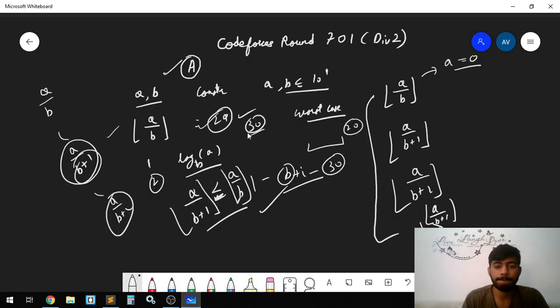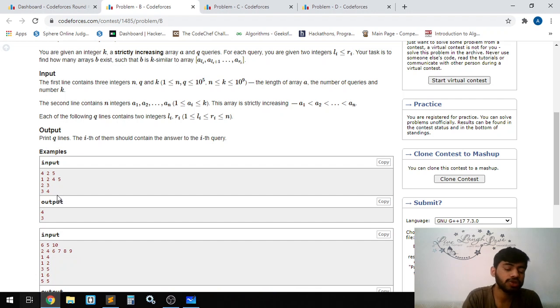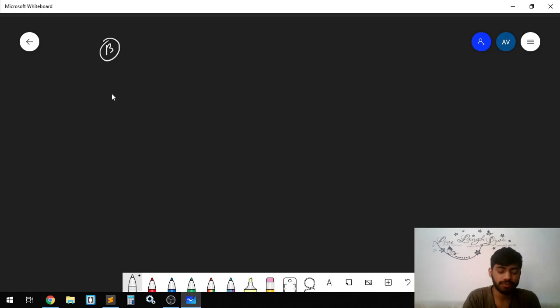So, let me just clear the screen. Erase all. Okay, so in problem number B, it says that we have some array. Okay, let's discuss this problem with the help of an example. So in the first example, it says 1 2 4 5. Okay, the array is 1 2 4 5.